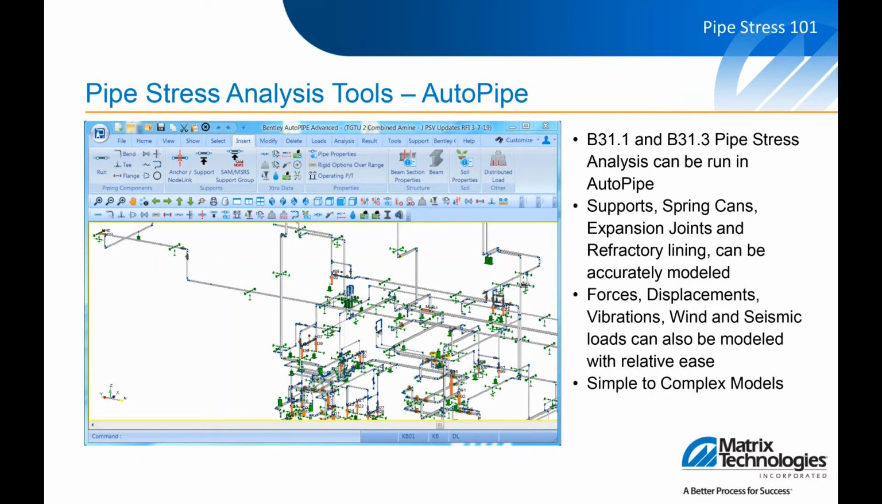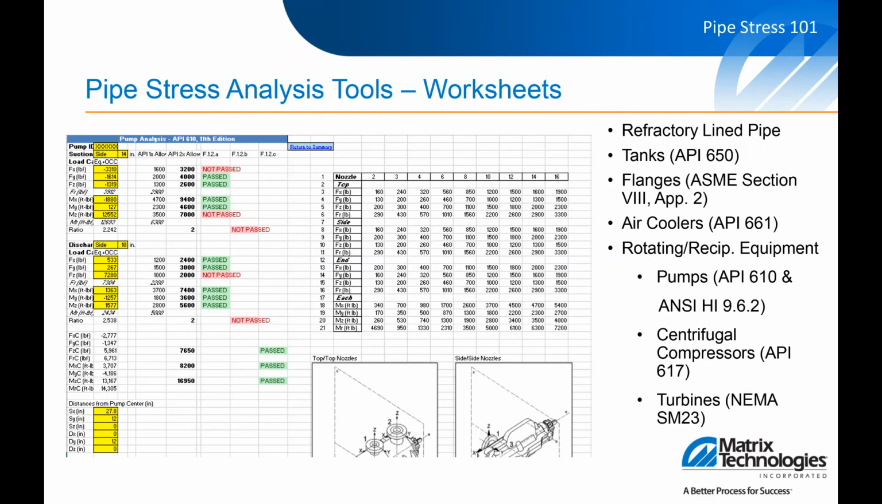Now, we don't use exclusively AutoPipe. There's a lot of pieces of code where we might use a separate Excel worksheet. And a lot of these things like an API 650 tank, the API code for centrifugal pumps, which you see part of the worksheet here. What these have is relatively simple calcs that correlate a nozzle size to a given allowable.